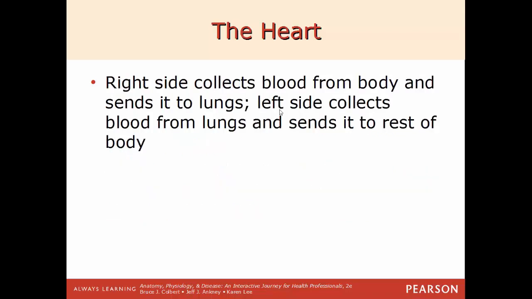The right side of the heart will collect blood that's returning from the body, and it will pump that blood to the lungs to get oxygen. The left-hand side of the heart collects this blood as it comes back from the lungs, so it can pump it out to the rest of the body. So the blood on the right-hand side of the heart has deoxygenated blood, and the blood on the left-hand side of the heart has blood with oxygen.